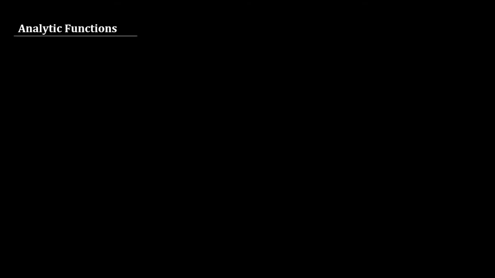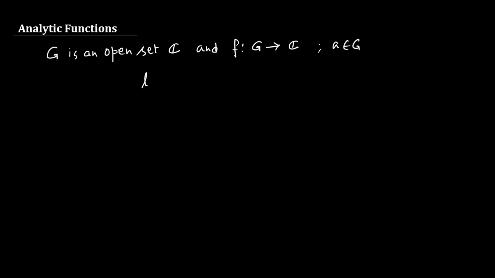Before I define analytic functions, let us quickly recollect the definition of differentiability of a function of a complex variable. If G is an open set in the complex plane C, and F is a function from G to the complex plane C, then F is differentiable at a point A in G if the limit as H approaches 0 of F of A plus H minus F of A divided by H exists. The value of this limit is denoted by F prime A and is called the derivative of F at A.